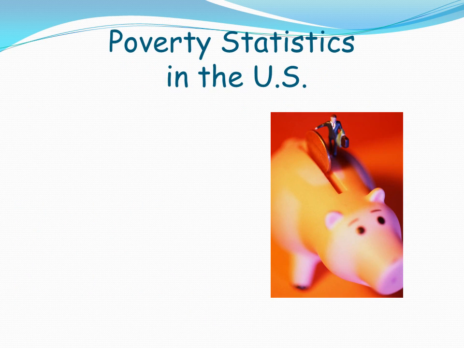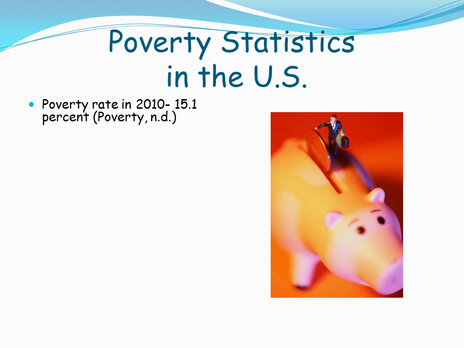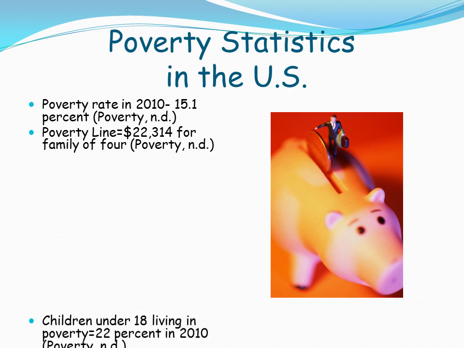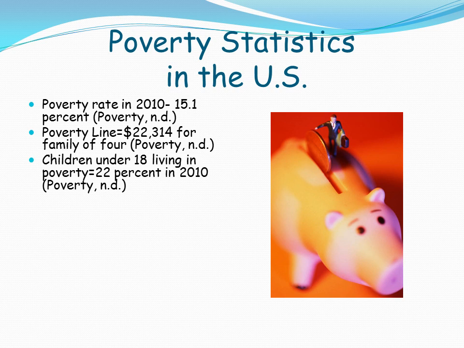I found some poverty statistics in the U.S. from APA.org. The first statistic I found is that the poverty rate in 2010 was 15.1%. This is an increase from 14.3% in 2009 and the highest level since 1993. The poverty line is $22,314 for a family of 4, and 15% of the population is below this line. Children under 18 living in poverty was at 22% in 2010, which is up from 20.7% in 2009.